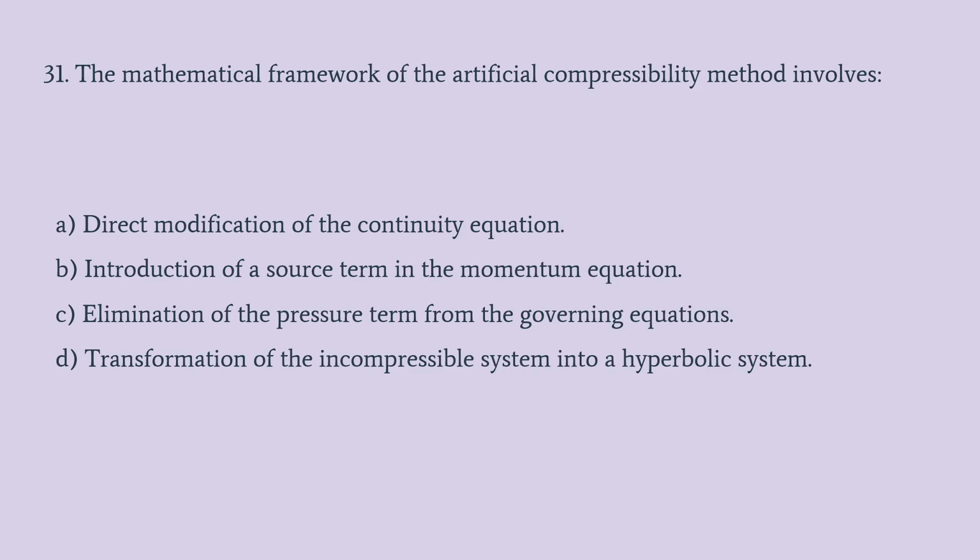Okay, the question is on the mathematical framework, or the basic idea, of the artificial compressibility method. Mathematically, what is happening? Options are: A, direct modification of the continuity equation. Option B, introduction of a source term in the momentum equation. Option C, elimination of the pressure term from the governing equations. Option D, transformation of incompressible system into a hyperbolic system. You can inbox your answers.